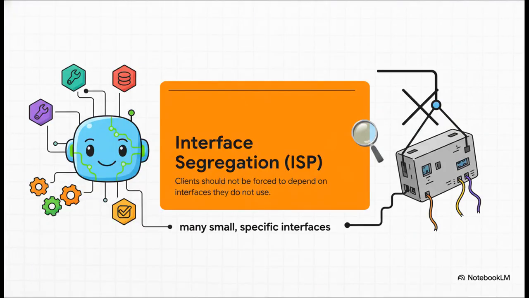Next up, let's talk about I, the interface segregation principle. The simplest way to think about this is don't create fat interfaces. You know, those giant interfaces with dozens of methods? The goal is to prefer many small specific interfaces over one big one that does everything.